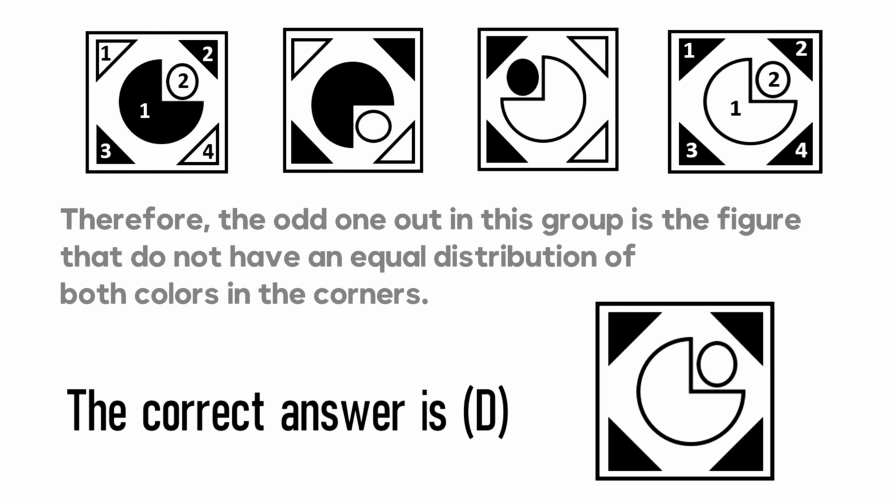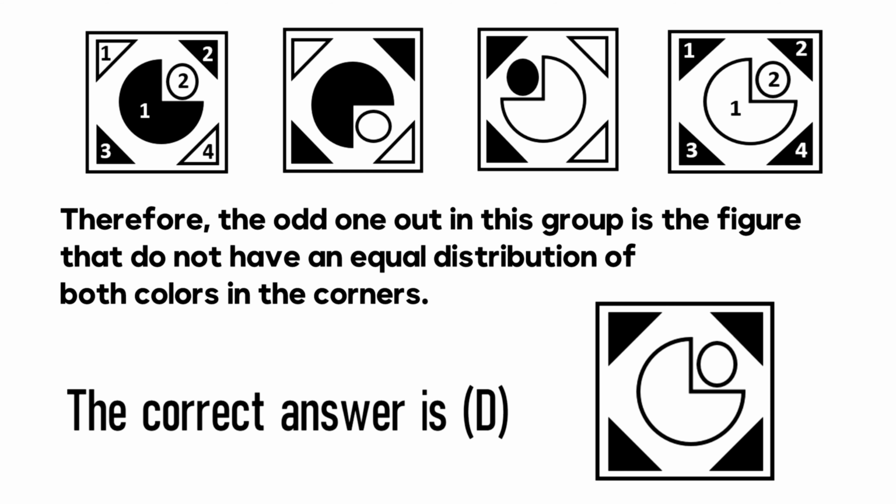This is why the odd shape, the shape that doesn't belong to the group, is the one that does not have equal distributions of all colors in the corners. So the correct answer here is choice D. Hopefully you've nailed this question and now know how to answer similar problems on the test.